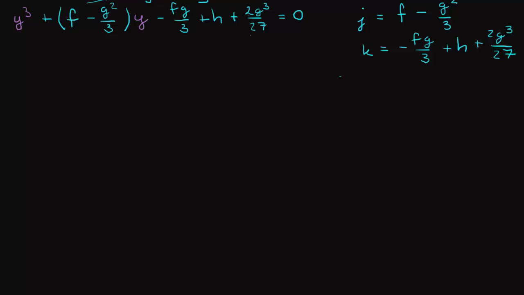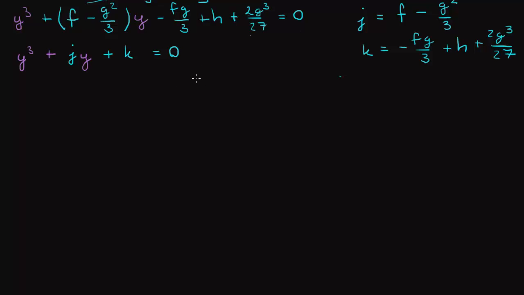And what does our equation look like if we substitute these in? It looks like this: y to the third plus j times y plus k, and all of this still equals 0.